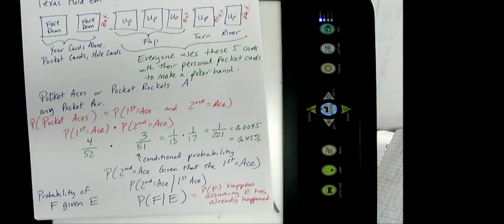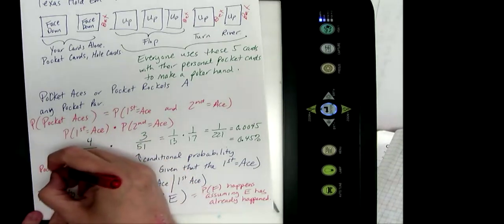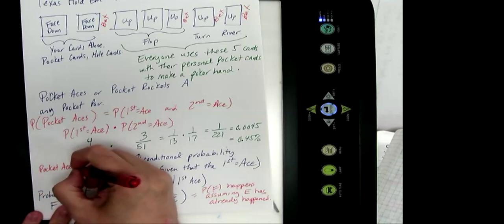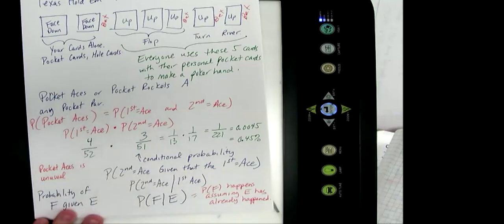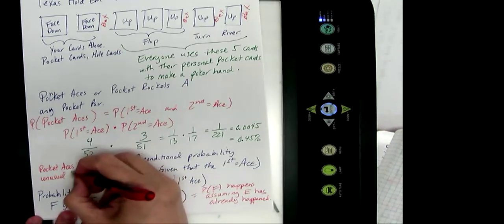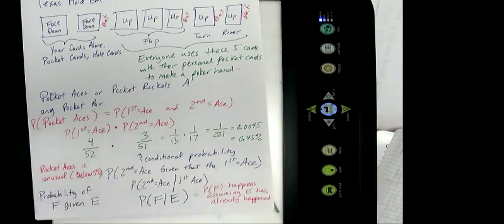That's a pretty unusual event. So pocket aces is unusual. Remember, we define unusual as below 5%. We talked about that a couple days ago.